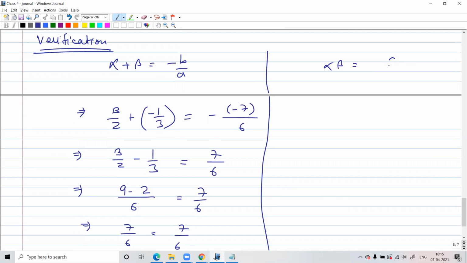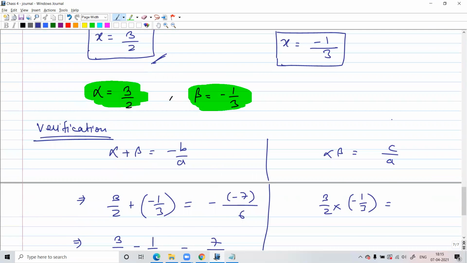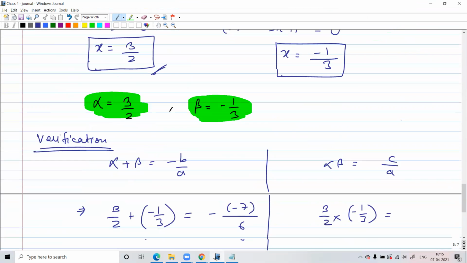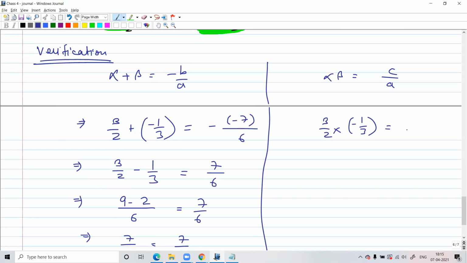Let's do the same thing for the product of roots also. Alpha into beta will be c by a. So 3 by 2 into minus 1 by 3 should be equal to c by a. What was c? Minus 3. So c is minus 3 and a was 6. If I cancel, this 3 and this 3 will get cancelled, it will be minus 1 by 2. And this is 3 ones and 3 twos, this will also be minus 1 by 2.